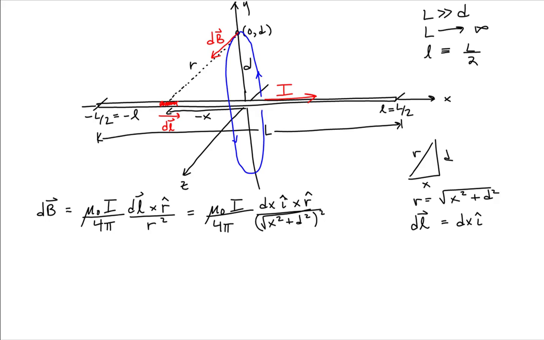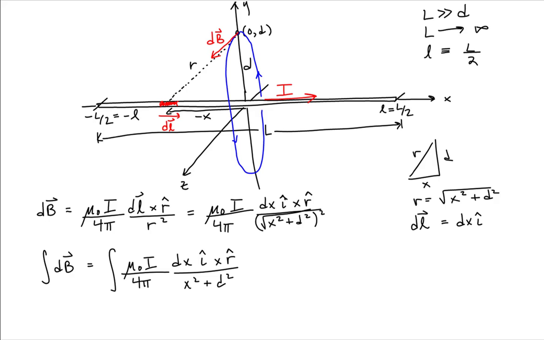Well, we're not too far actually from evaluating this magnetic field. If we integrate our magnetic field differential, well, really integrate both sides of our equation, we would have the integral of mu naught I over 4 pi dx i hat cross r hat over x squared plus d squared.